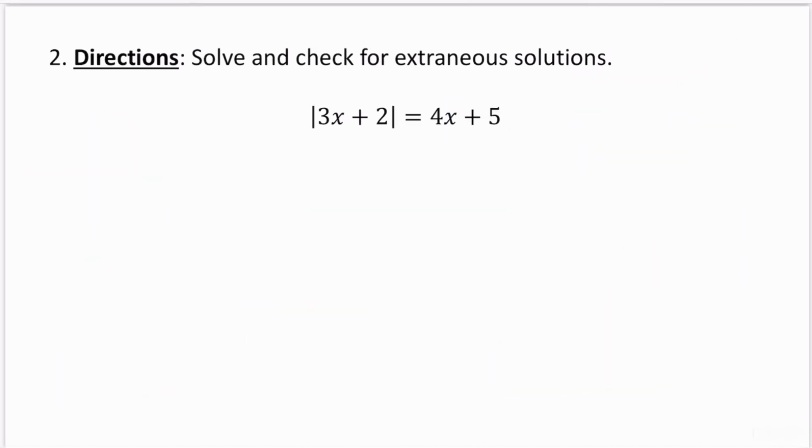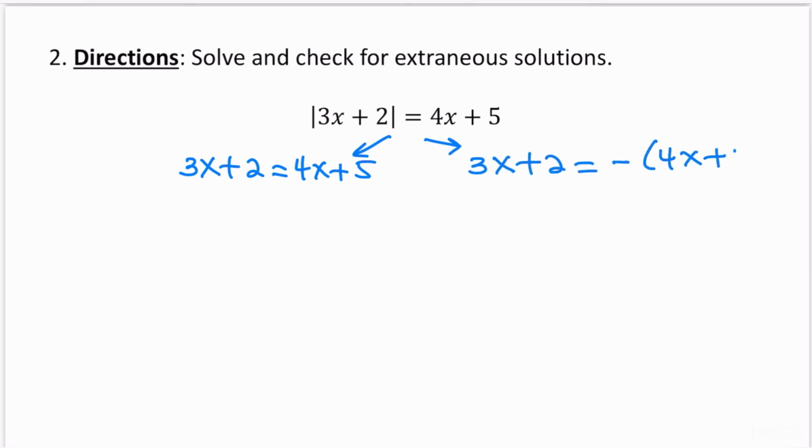Let's try another problem. In this case, I have the absolute value of 3x plus 2 equals 4x plus 5. I actually already have the absolute value isolated, which means I can go ahead and write out my two separate problems already. So I'm going to write 3x plus 2 is equal to 4x plus 5 in the first one. In the second one, I'm going to write 3x plus 2 equals negative 4x plus 5.